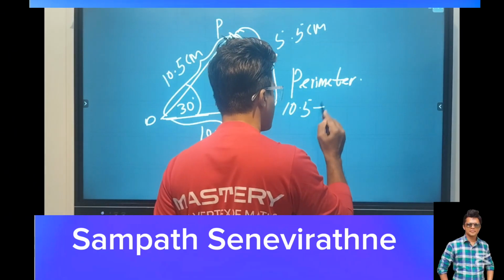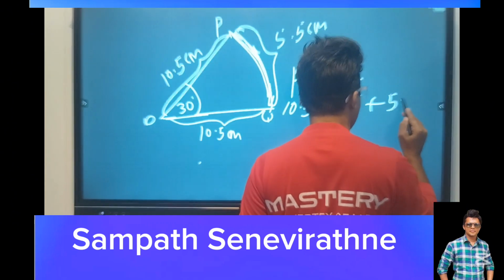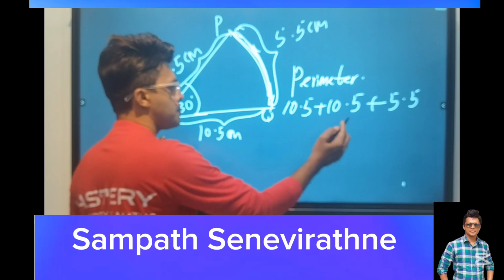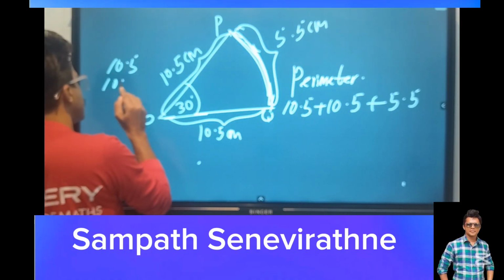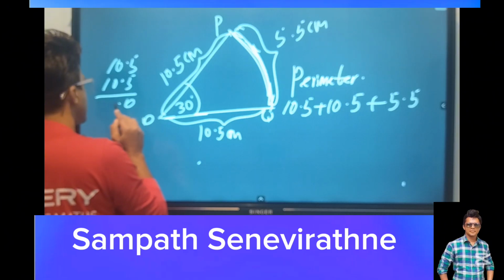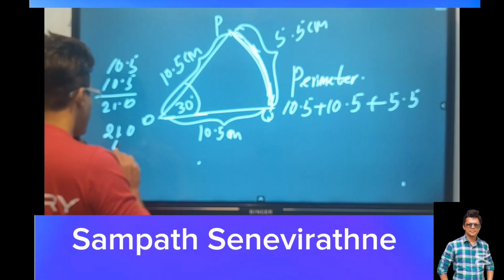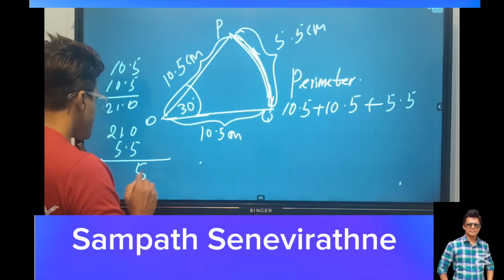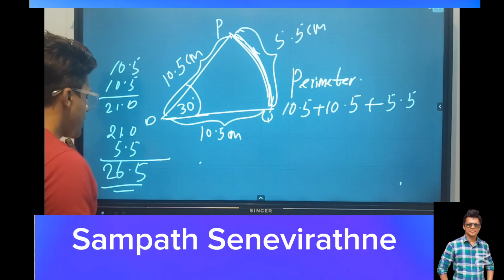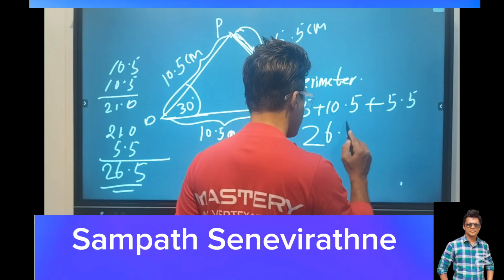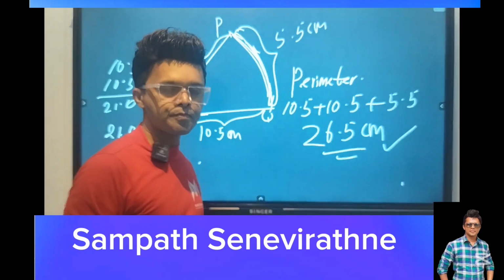So we add 10.5 plus 10.5, and also add here 5.5 as well. 10.5 and 10.5 is 21. Here 21.0 plus 5.5. 0 plus 5, 1 plus 5, 6. So the answer is 26.5. So the perimeter of this sector is 26.5 cm.